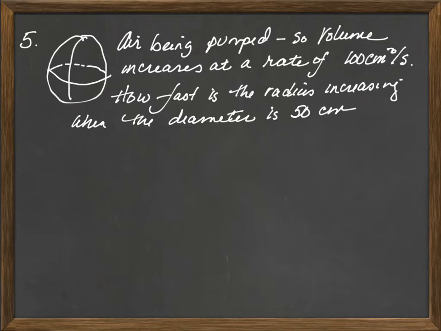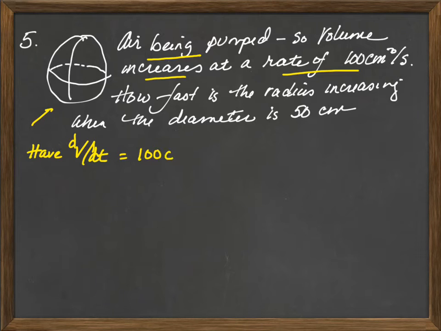So now we're going to look at number 5. We have a spherical balloon and air is being pumped into it, so the volume is increasing at a rate of 100 centimeters cubed per second. So that means that I have dV/dt is equal to 100 centimeters cubed per second.